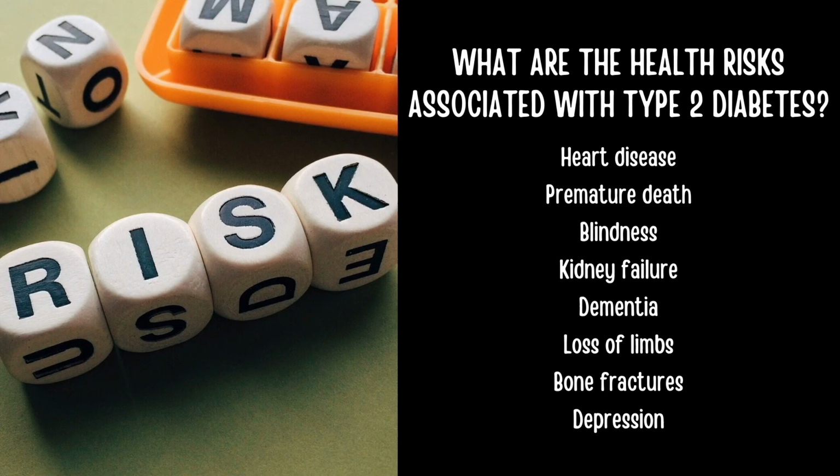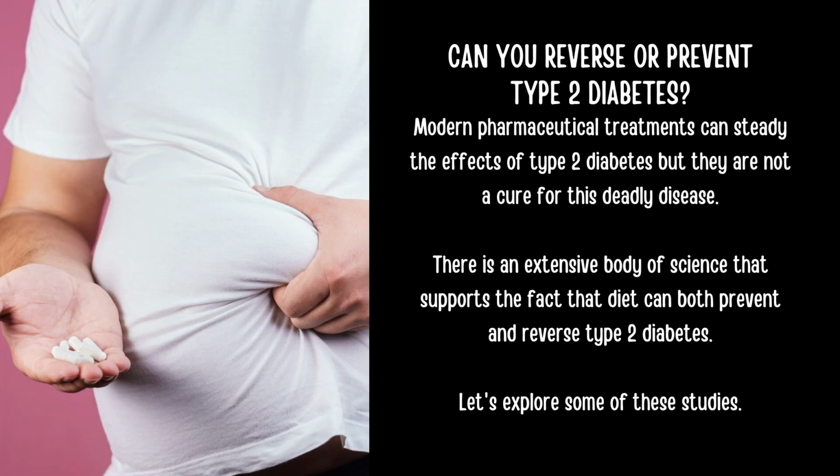What are the health risks associated with type 2 diabetes? Heart disease, premature death, blindness, kidney failure, dementia, loss of limbs and bone fractures, and depression are among those. Can you reverse and prevent type 2 diabetes? Modern pharmaceutical treatments can steady the effects of type 2 diabetes, but they are not a cure for this deadly disease. There is an extensive body of science that supports the fact that diet can both prevent and reverse type 2 diabetes.